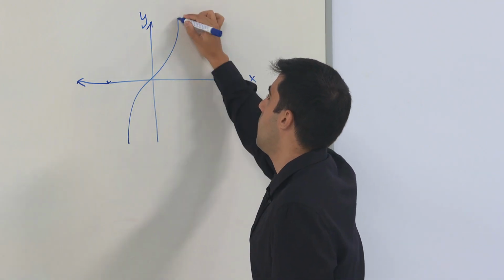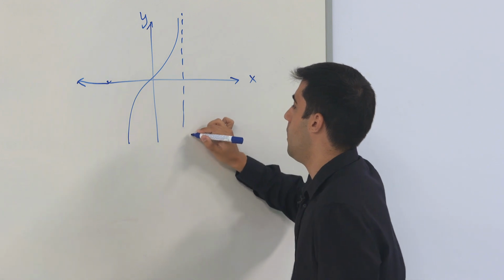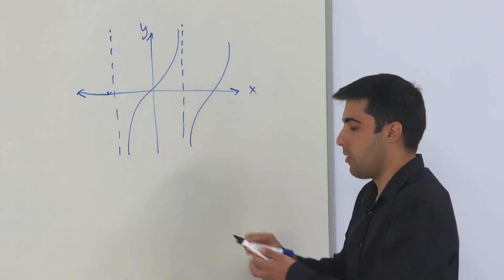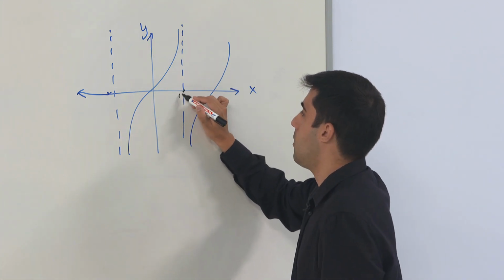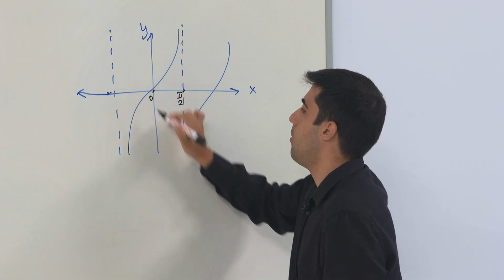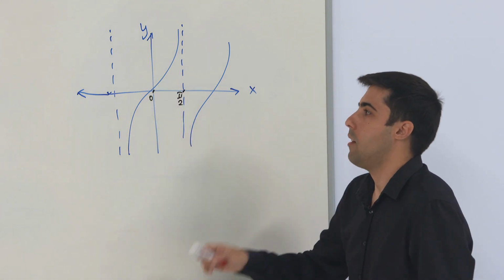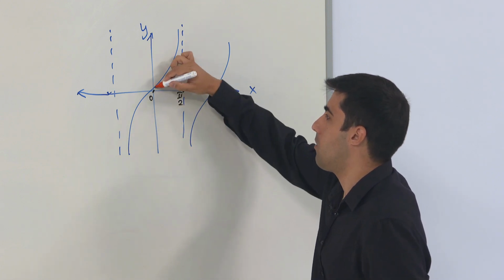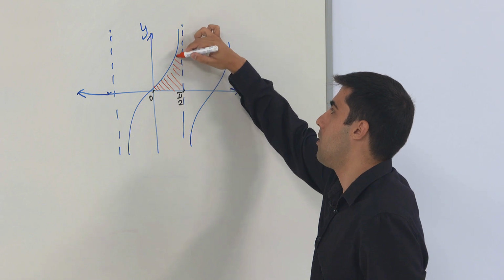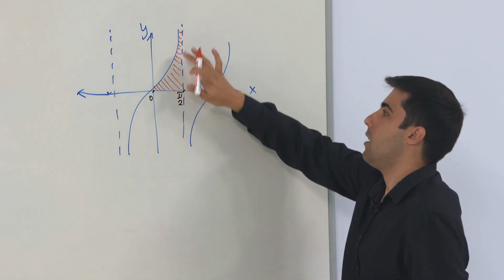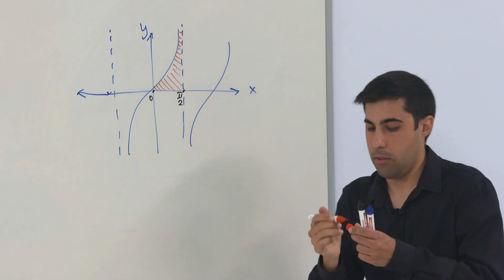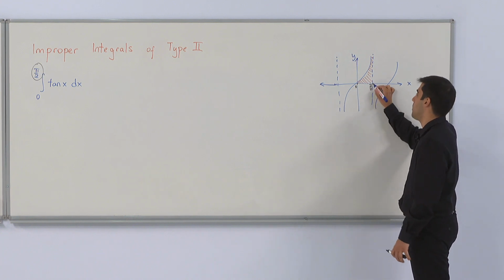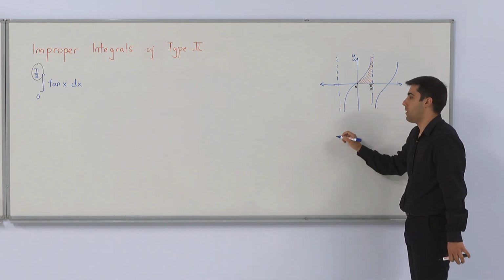of x, the tangent function has vertical asymptotes here at pi over 2, and there's a 0 over here. So the definite integral we are calculating gives us the area under the curve from 0 to pi over 2. And as you can see, we have a vertical asymptote over here. So again, I need to approach this point with a limit.